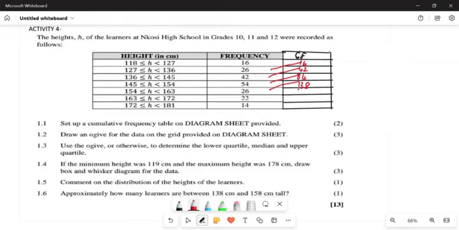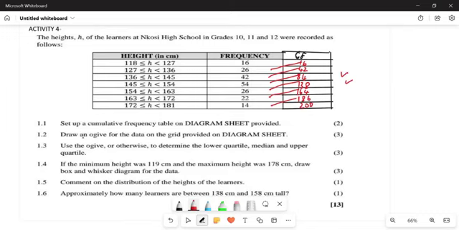Then 160, then 164, then 186, and then 200. Okay, so we are going to get 2 marks for completing this. Okay, we get our 2 marks.